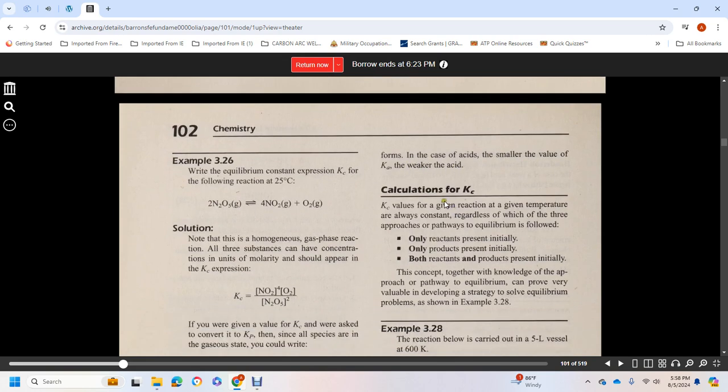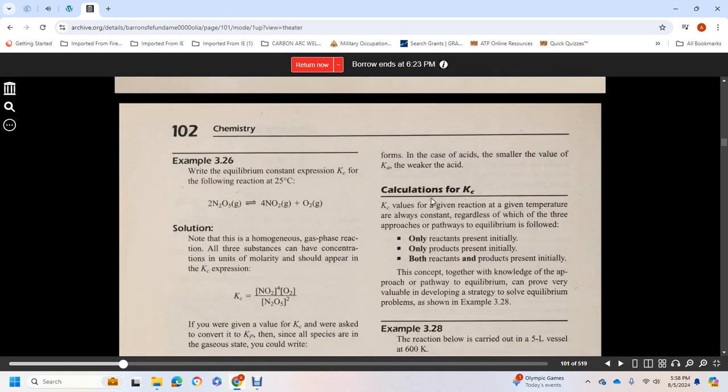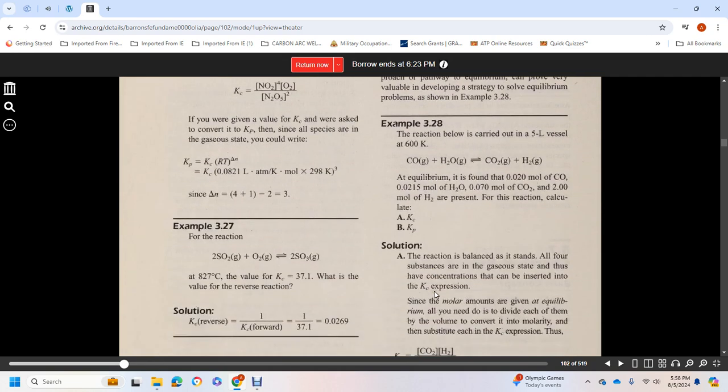Calculation of the equilibrium constant expression values. Given the temperature, the values are always constant, regardless of which of the three approaches to equilibrium is followed: only reactants present initially, only products present initially, or both reactants and products present initially. The concept is that knowledge of the approach, the pathway to equilibrium, can prove very valuable in developing a strategy to solve the equilibrium, as shown in 3.28.